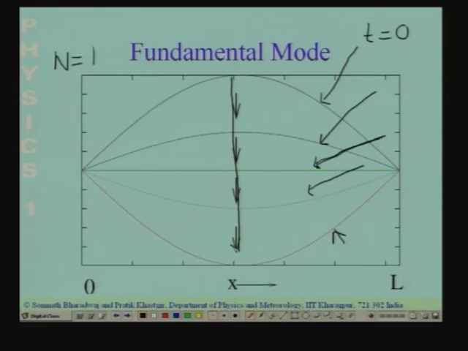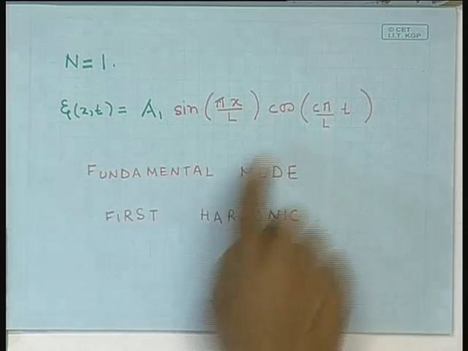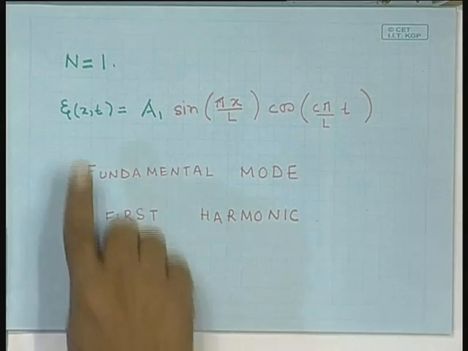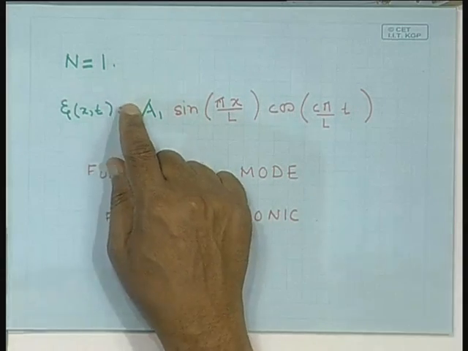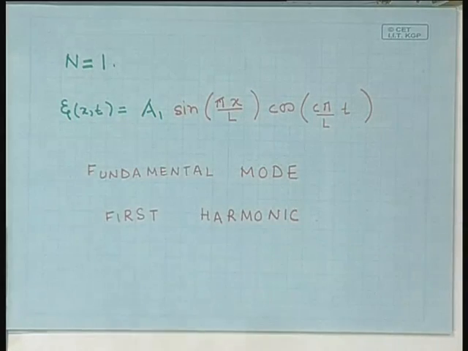So, it will go down and then it will go up again and then it will come down again, it will keep on going back and forth like this. So, I hope this is clear to you. This is the solution corresponding to n equal to 1. This is called the fundamental mode or the first harmonic.